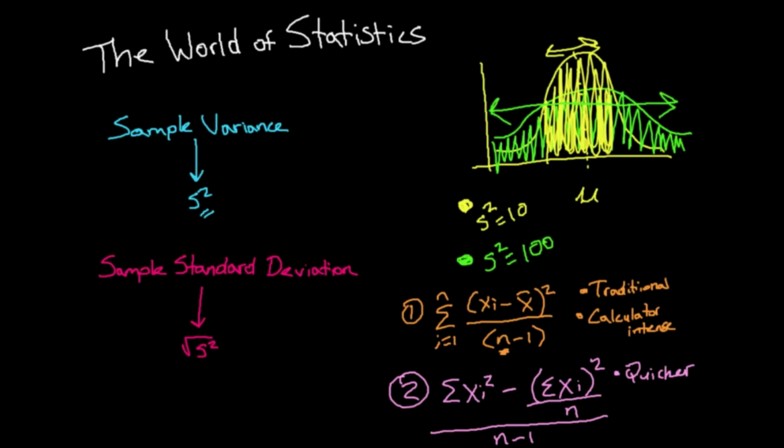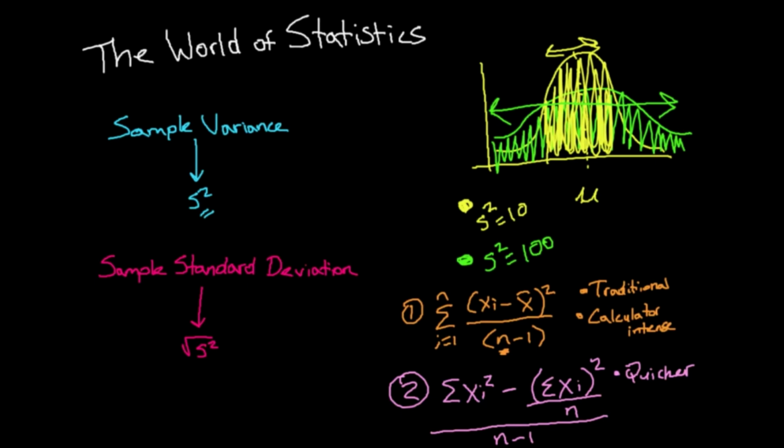If you think about doing this on the calculator, all you have to do is add the squares of each value, and then subtract and add up all of your values and square that answer, and then divide by n. Make sure you remember that part. Then you minus those two numbers, and then you divide by n minus 1. So it's a little less calculator intense, it's a little bit quicker to find.